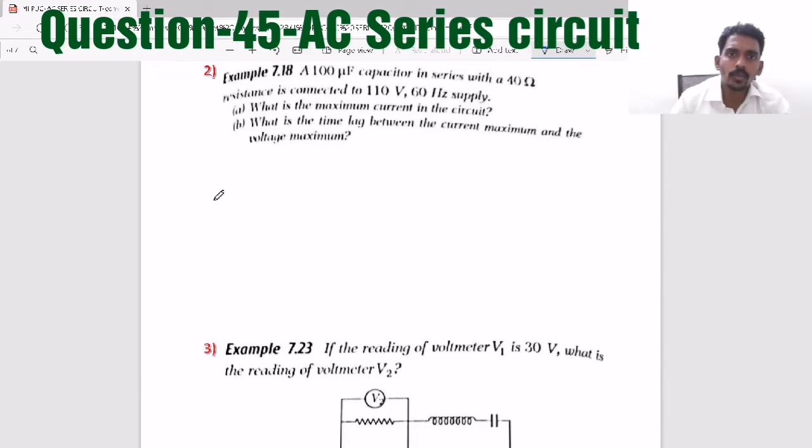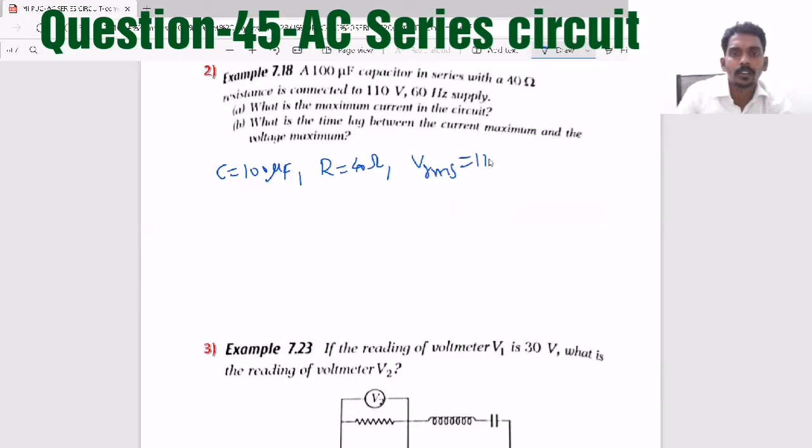Next, a 100 microfarad capacitor in series with a 40 ohm resistance. So the capacitance is 100 microfarad, in series with a 40 ohm resistance, so the resistance is 40 ohm. It is connected to a 110 volt 60 hertz supply. That means VRMS is 110 volt and frequency is 60 hertz. So what is the maximum current in the circuit? That is the I naught value.